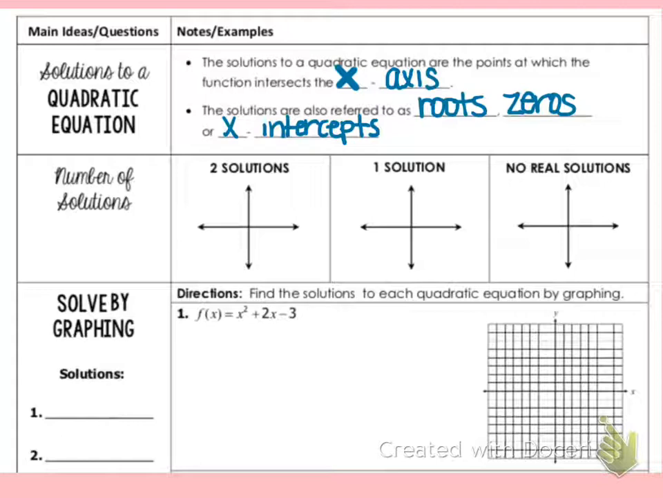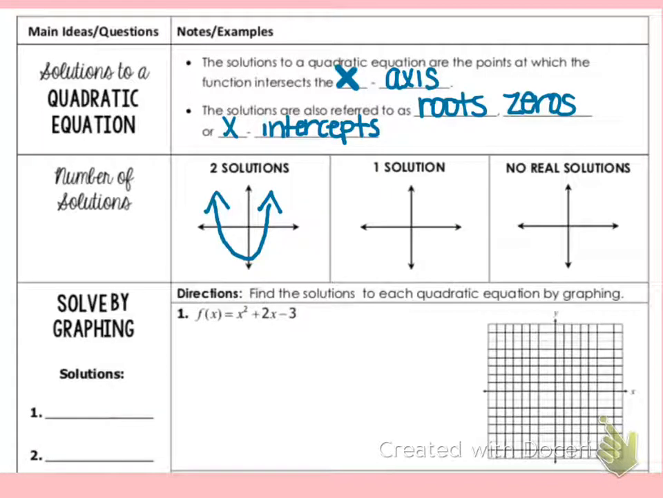And there are really three different scenarios that can occur. The first scenario is if we had two solutions. What two solutions would look like is the graph would cross the x-axis two times. So for instance, something like this. There's a parabola that crosses twice. That's an example of a two-solution quadratic.